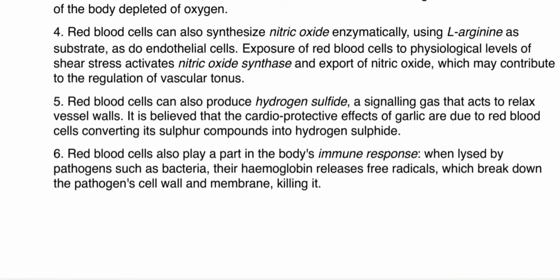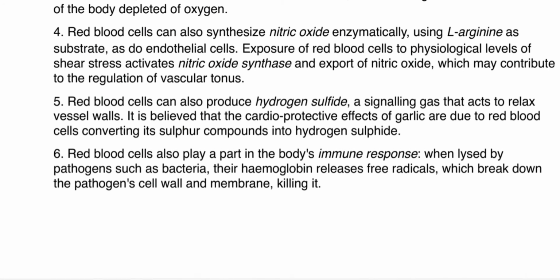It is believed that the cardioprotective effects of garlic are due to red blood cells converting its sulfur compounds into hydrogen sulfide. So, the cardioprotective effect of garlic is that it helps to convert sulfur compounds into hydrogen sulfide, and this hydrogen sulfide helps as a signaling gas to relax the blood vessels.